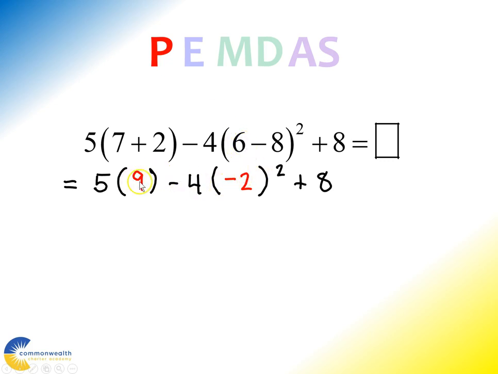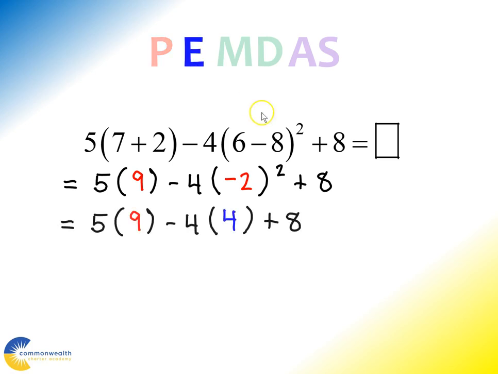Now that I just have single values in the parentheses, I'm going to keep the parentheses, but I've taken care of that stage. So now I'm going to move on to exponents, which I did have this square here. So negative 2 squared is 4. And there's nothing else dealing with exponents, so that finishes that stage. So I now have 5 times 9 minus 4 times 4 plus 8.